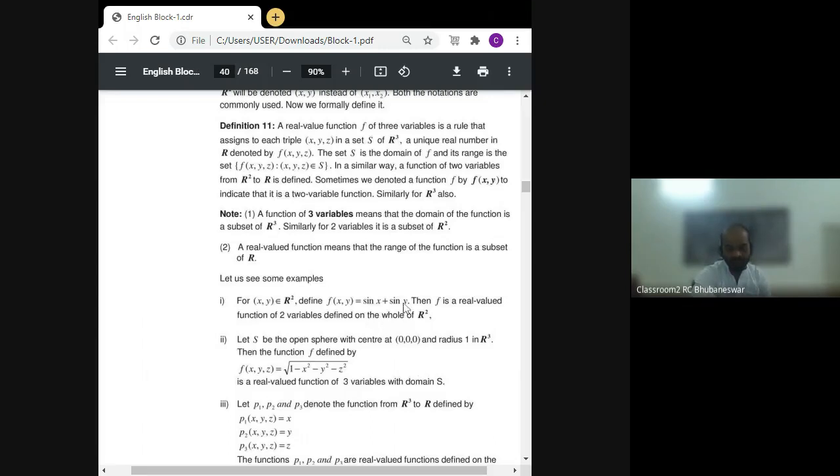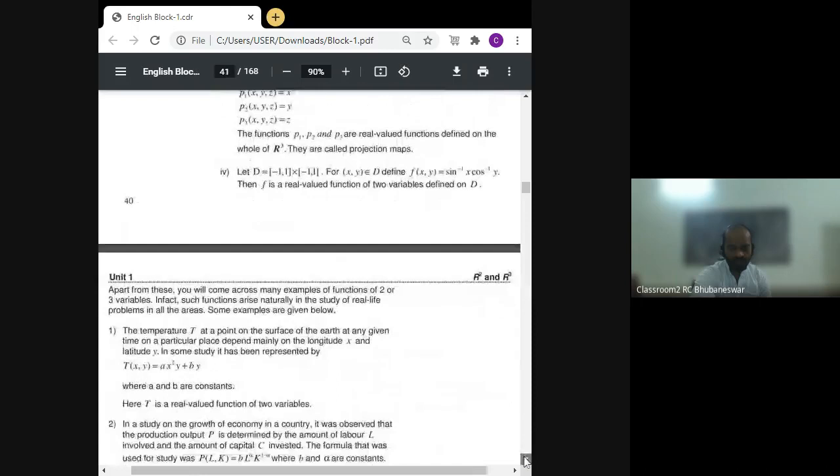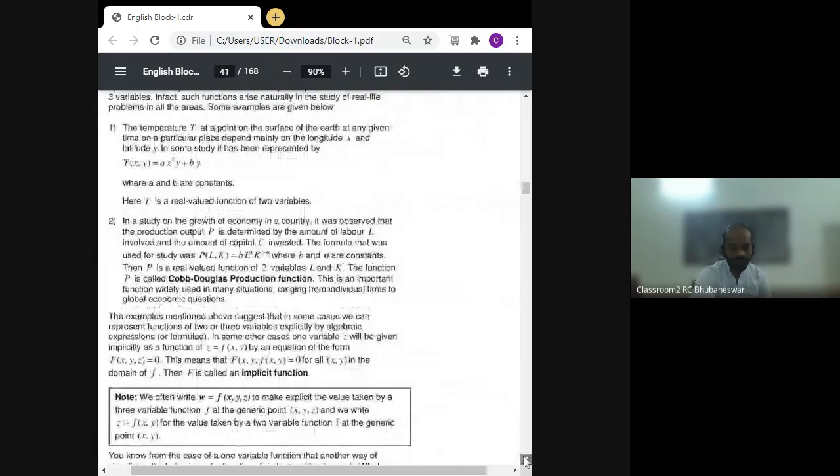Whether from the first example or from the second example, the result of this function will give us a single value. So that's why these functions are known as real valued functions, and the range set must be a subset of the set of real numbers R. So in this way, we can define the functions over R square and R cube.